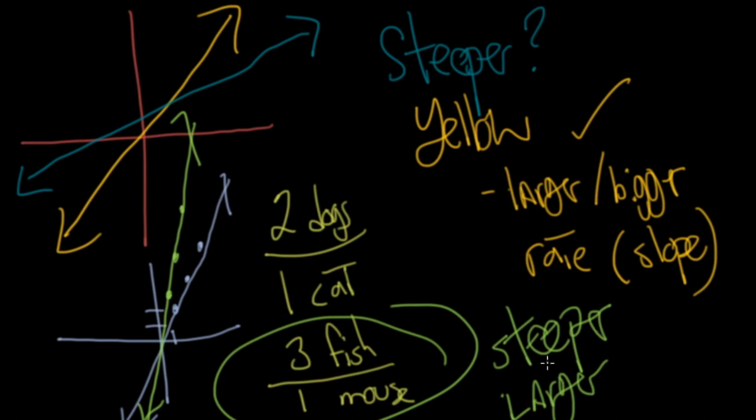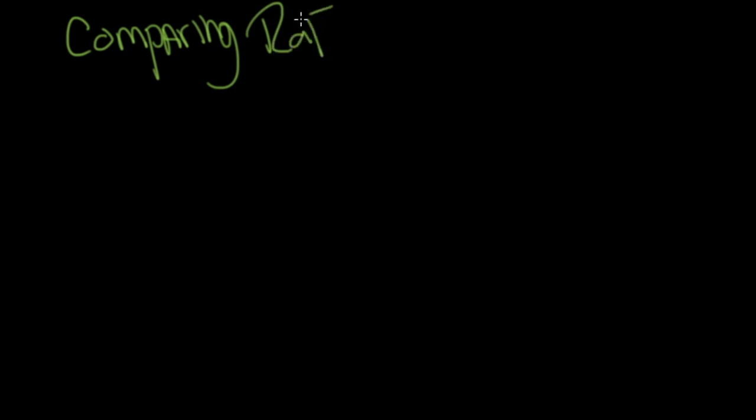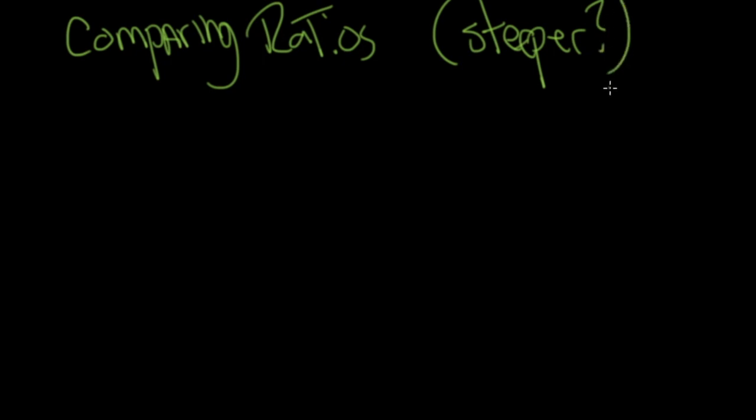Larger. So what you need to take away from this part is the idea of steepness inside a graph, because that is going to help you when we start comparing. That's where we're all going with this. So we're going to talk about comparing your ratios. And when we're comparing, we're figuring out which one is steeper. That's what we're really going to be looking at. And let's just use an example.